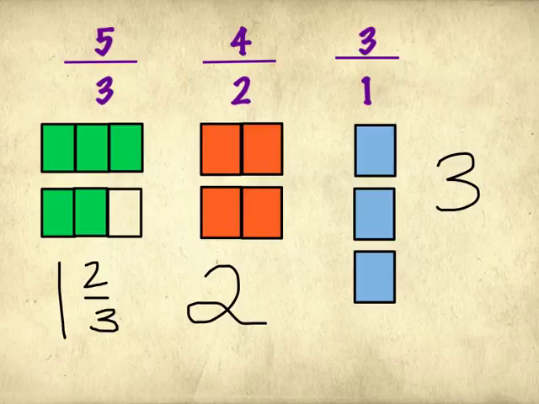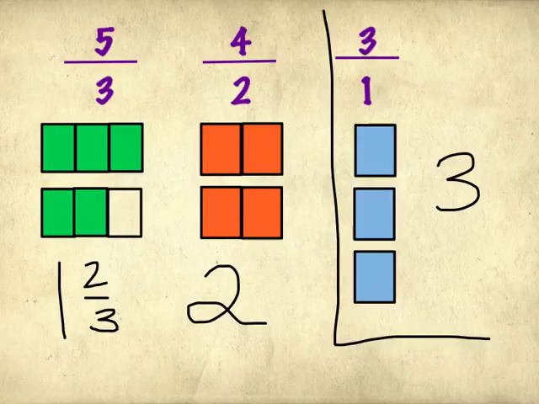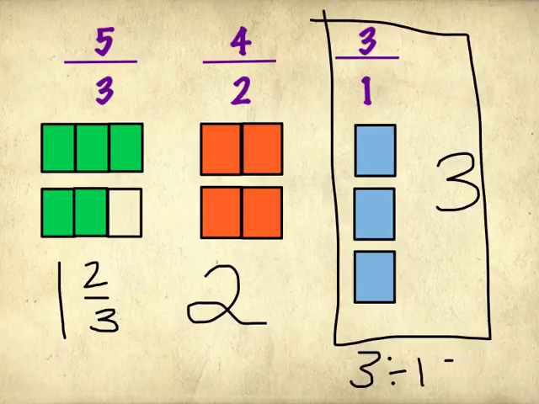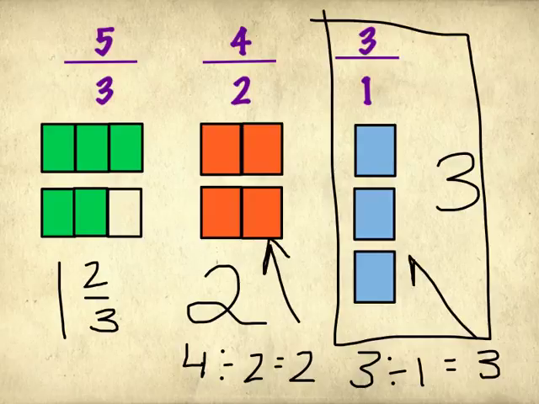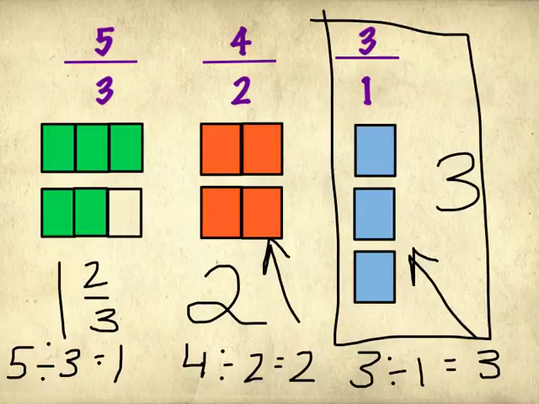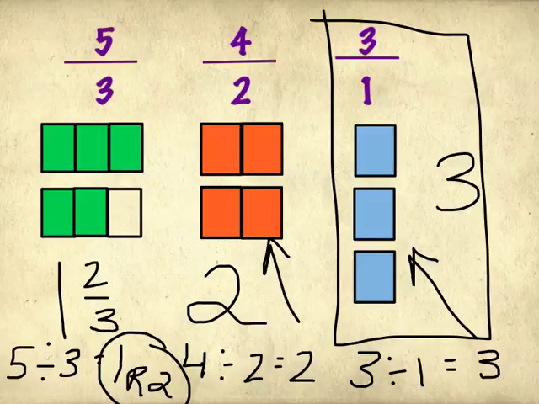So if you'll notice on this one over on the far right, 3 over 1, if I do 3 divided by 1, I get 3. On the one beside it, 4 over 2, if I do 4 divided by 2, I get 2. And that's the same as the number of wholes I get. So if I go over here and I do 5 divided by 3, I would get 1 with a remainder of 2. Now 1 remainder 2, look at my mixed number. I have 1 whole and 2 thirds.